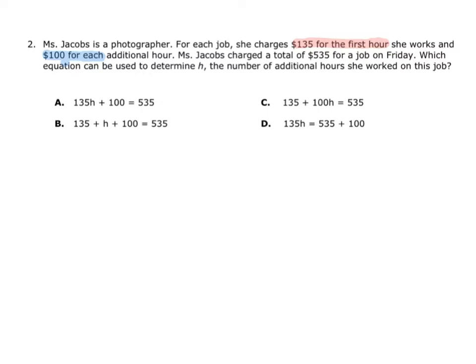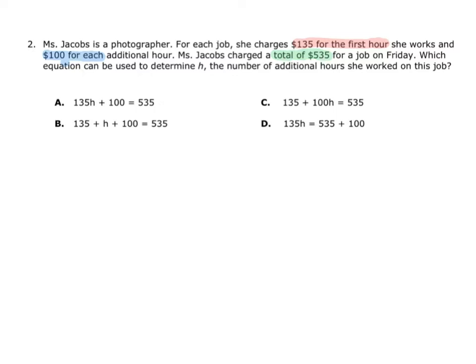It says Miss Jacobs charged a total of $535 for a job on Friday. So it tells us total, which is our Y. Let's get the highlighter. Total is $535. Which equation can be used to determine H, the number of additional hours she worked in this job?